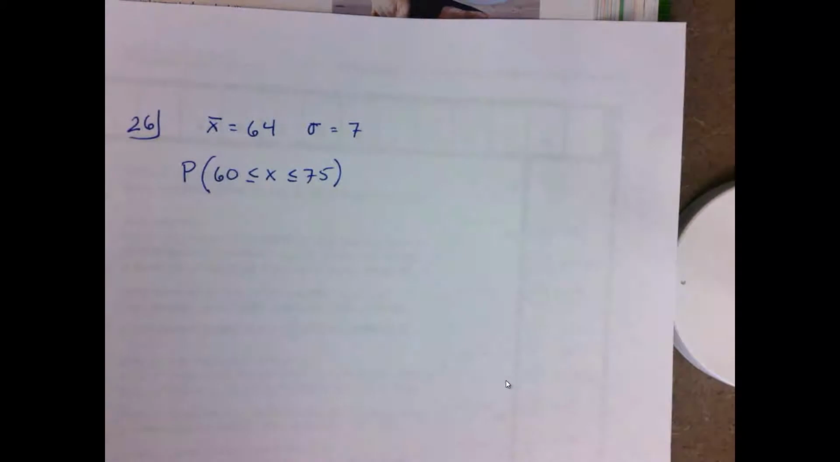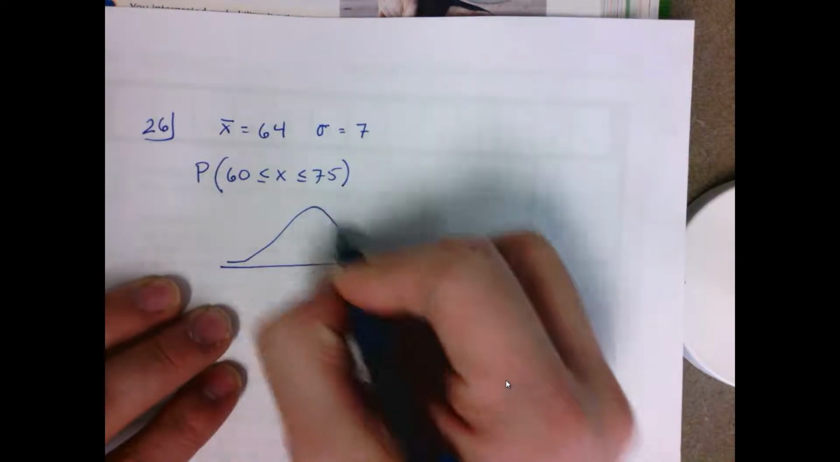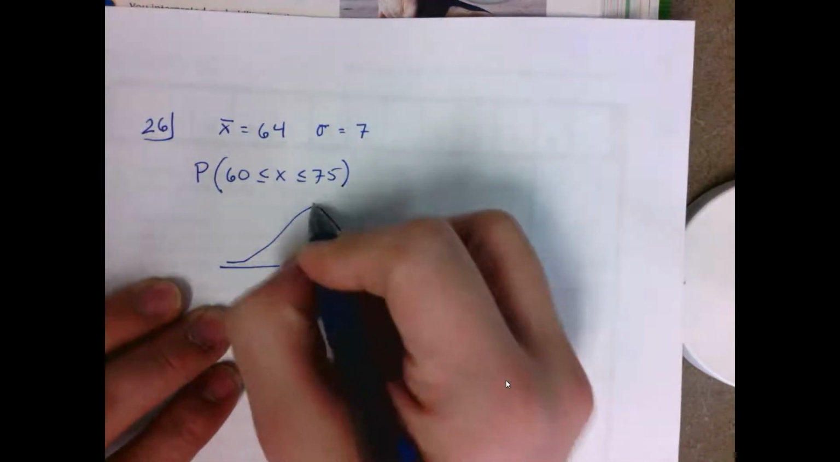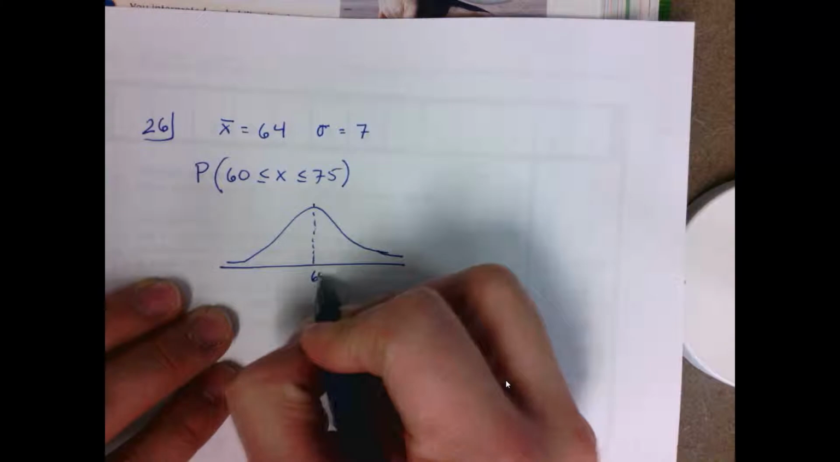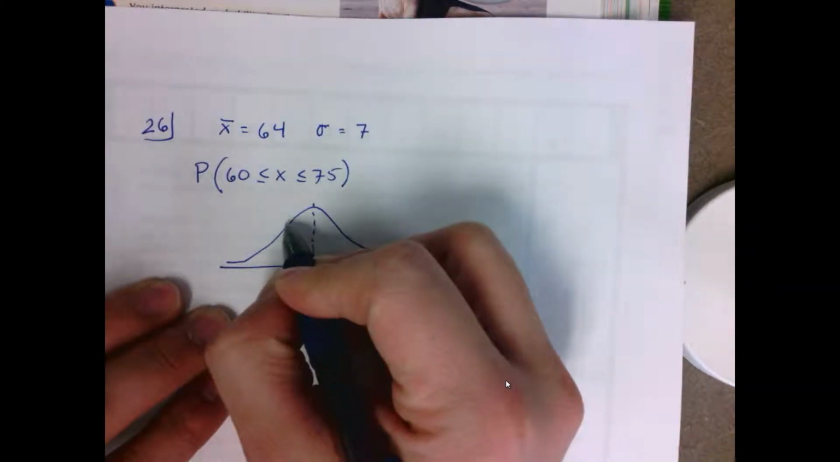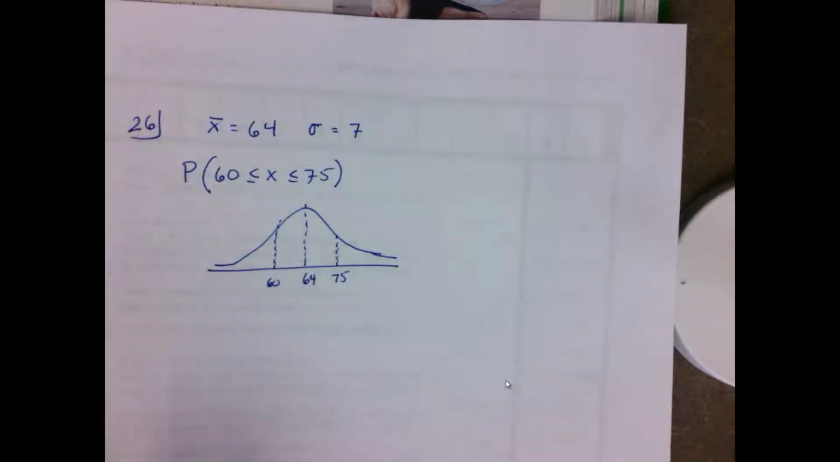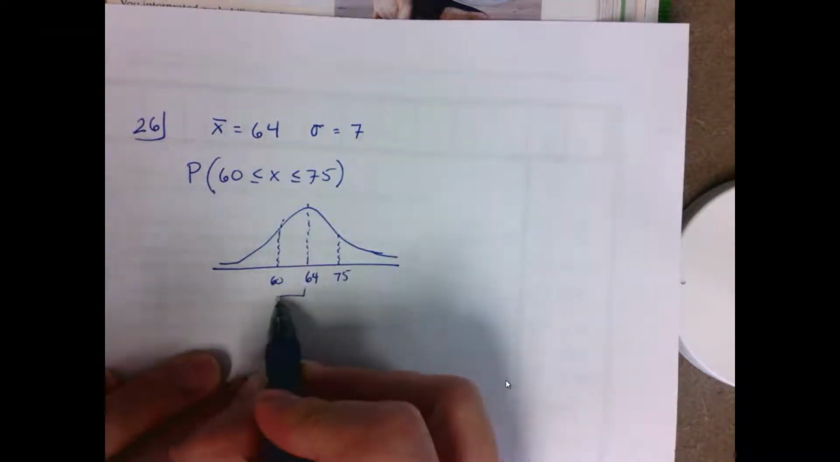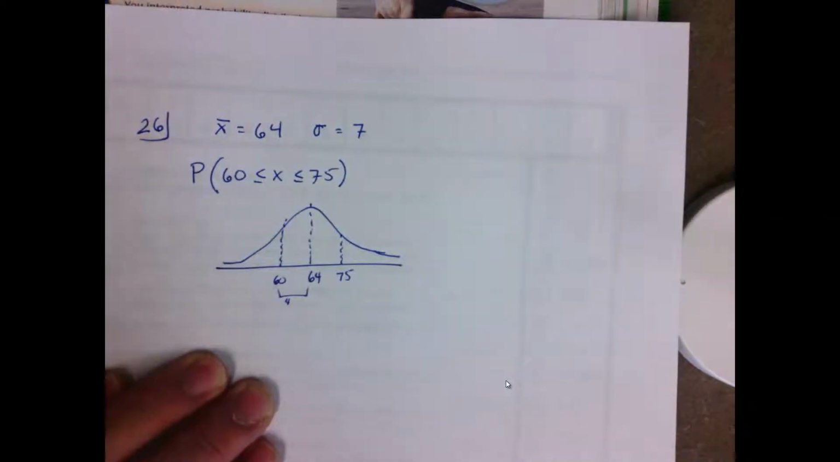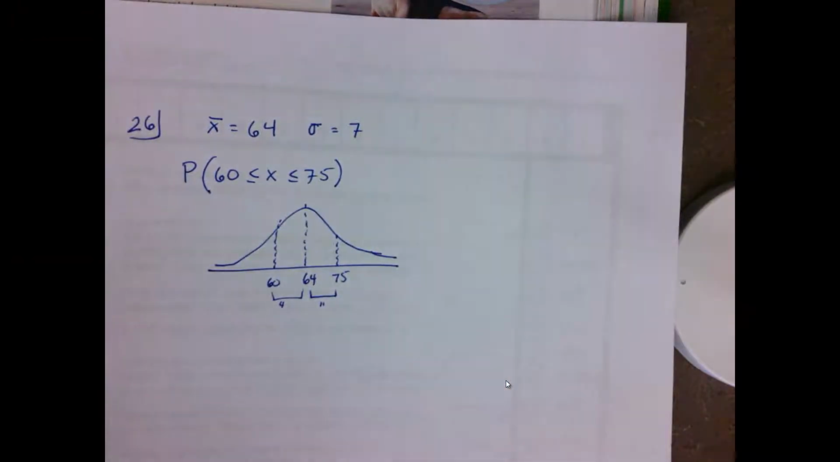Alright, so I'm going to start by drawing a quick sketch of the normal distribution. I really want to know what I'm looking at here. So here's my mean of 64. Over here somewhere is 60, and over here somewhere would be 75. Now this is important. The lines I drew are not exactly one standard deviation away. This is only a gap of 4, which is not a standard deviation, that's 7. And this gap here is a gap of 11. Also not a standard deviation of 7.